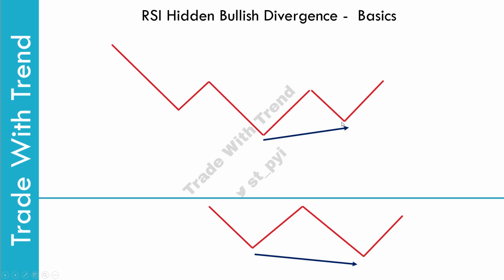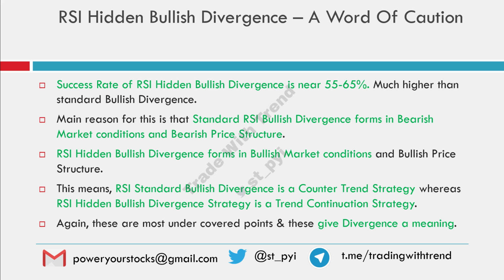Now again, this is a very powerful concept, and the odds of RSI hidden bullish divergence are much higher than RSI standard bullish divergence. In the previous slide, I mentioned that the success rate of RSI indicator hidden bullish divergence is pretty high. I would actually put that success rate at roughly 55 to 65%. That is, once you find or spot this pattern, there is a high probability of around 60% that this trade will work in your favor.